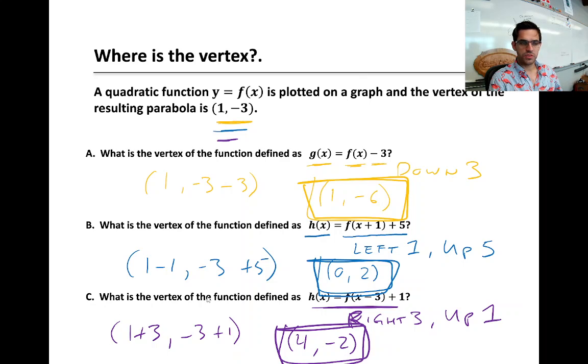Last example, example C. We have another function h of x, and it is defined as f of x minus 3 plus 1. So that's a horizontal shift 3 to the right, and that's a vertical shift up 1. Or our h is 3 and our k is 1. So we're going to take our vertex for f, we're going to add 3 to the x value, and we're going to add 1 to the y value. The resulting vertex for our new parabola is the point 4, negative 2. That's our final answer.